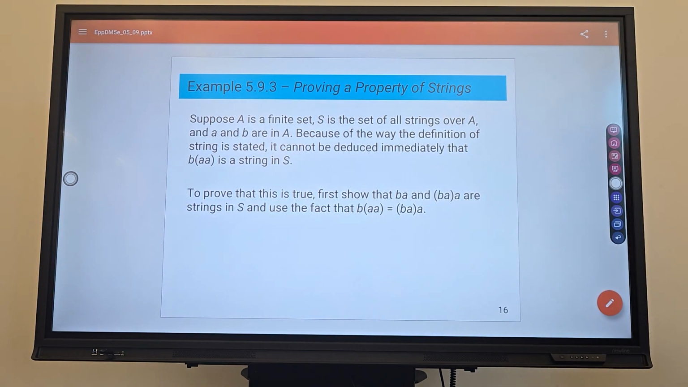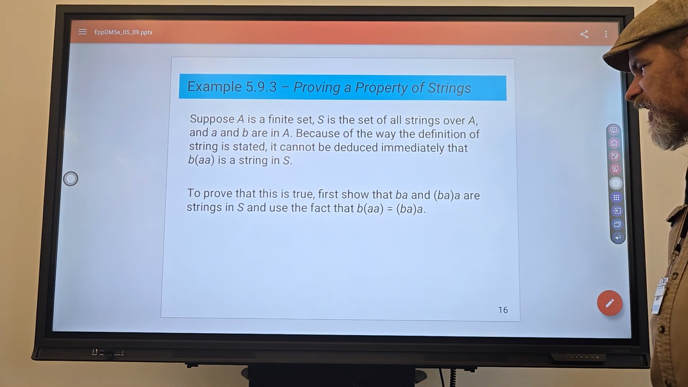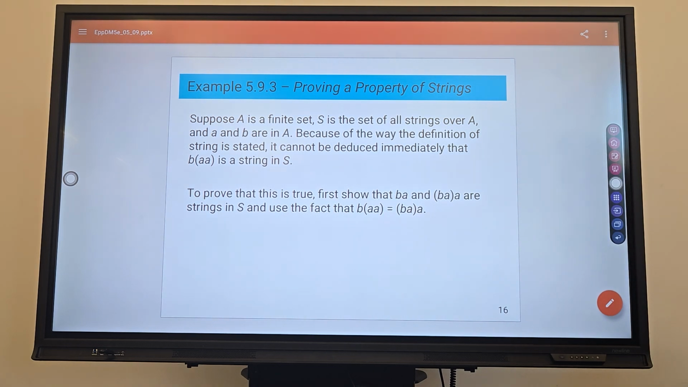Suppose A is a finite set, S is the set of all strings over A, and A and B are in A. Because of the way the definition of string is stated, it cannot be deduced immediately that B concatenated with (AA) is a string in S. To prove that this is true, first show that BA and BA concatenated with A are strings in S, and use the fact that B concatenated with AA is equal to BA concatenated with A.